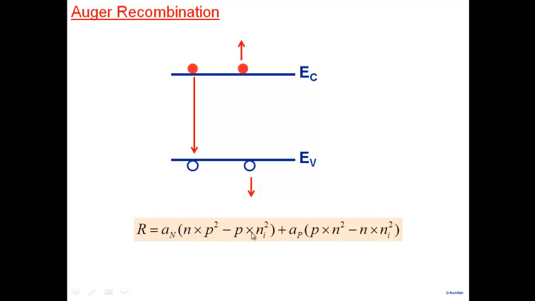And this part is what? This part is to take into account the fact that net recombination at equilibrium is 0. Okay. So this is this part here.